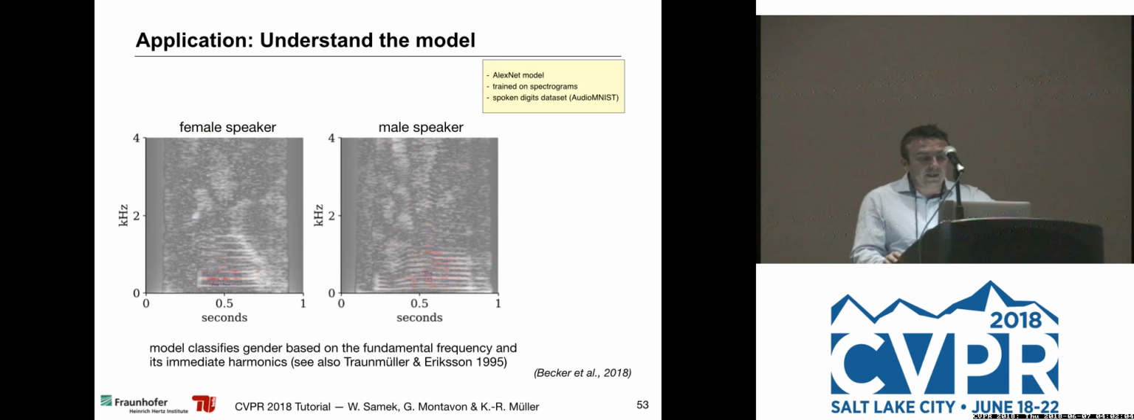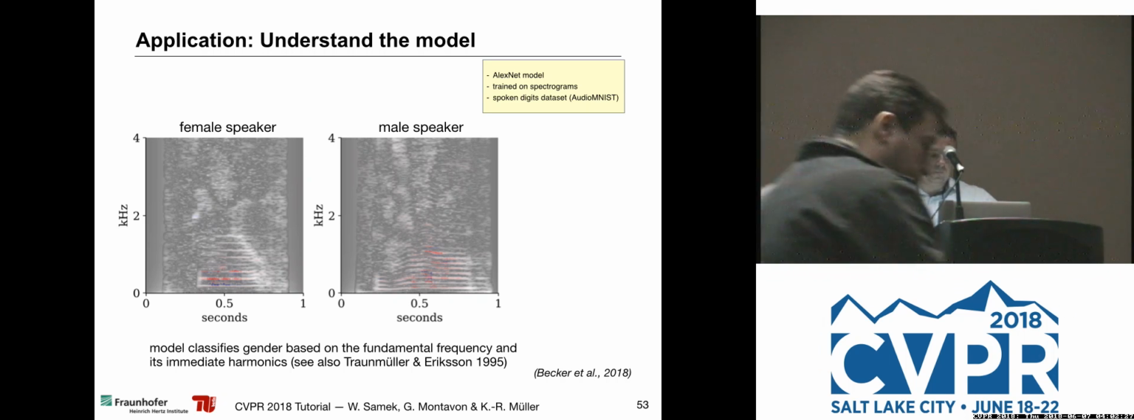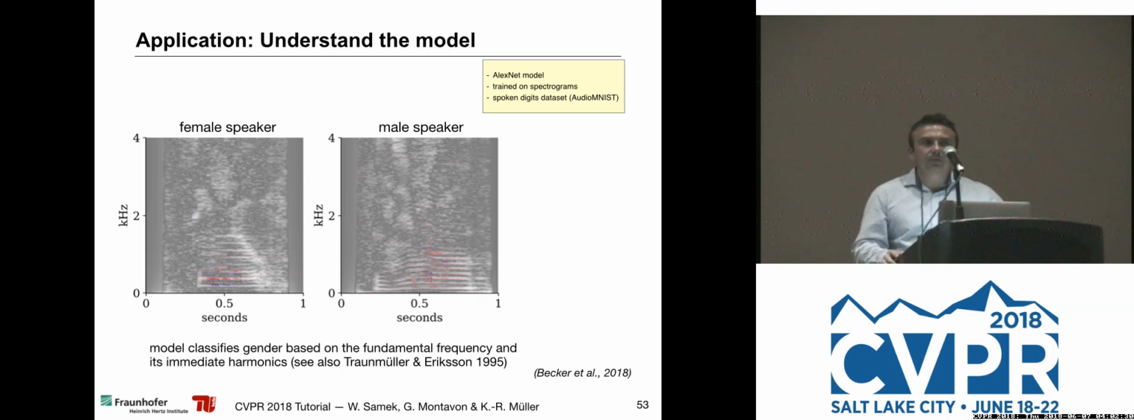What we also did is we applied it to an audio data set, and for example classified male and female speakers. Here the model was trained on spectrograms, and we saw that the fundamental frequency and the spacing between the frequencies, the harmonics, are very important for distinguishing men and women. And this has also been described in the literature a couple of times before. So this is a fundamental feature which distinguishes men and women speech, and the model correctly uses this information without us telling it to do so.